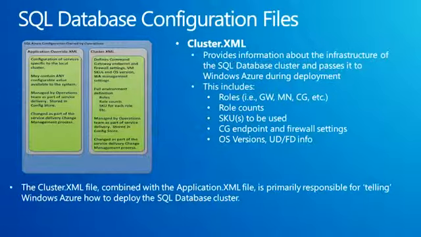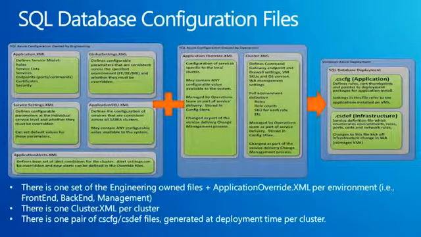Combined with the application.xml files, it is responsible for telling Windows Azure how to deploy the SQL Azure database cluster. The cluster XML file in general defines the topology and infrastructure of the cluster as seen by Windows Azure. During any deployment process, mshell will consolidate these files into a series of smaller files, such as the CS configuration and CS defs shown here. It will also pass along a single copy of items such as the application.xml with the overrides contained within it.